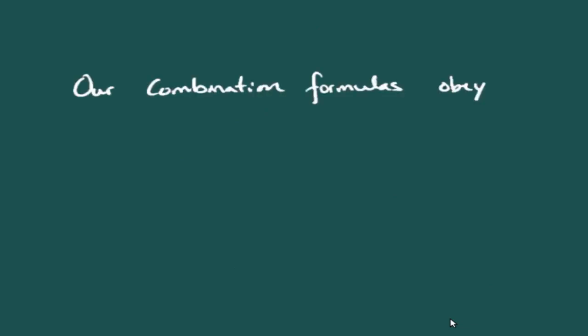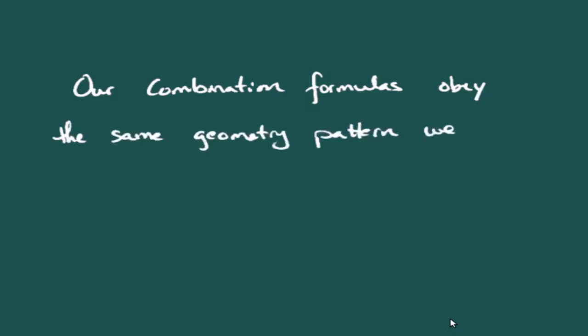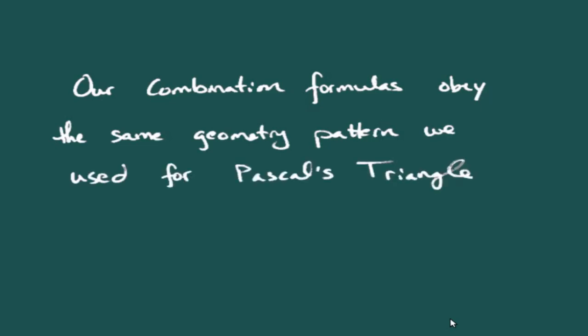Now, the reason for that is that our combination formulas really obey exactly the same pattern that we used whenever we were writing out Pascal's triangle. Namely, if we look at the sum of the two diagonally above it, that gives us that number. Now, how does that actually work?